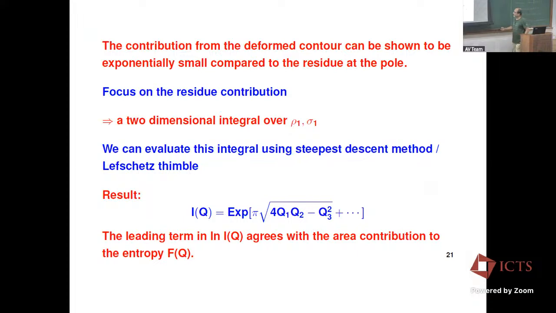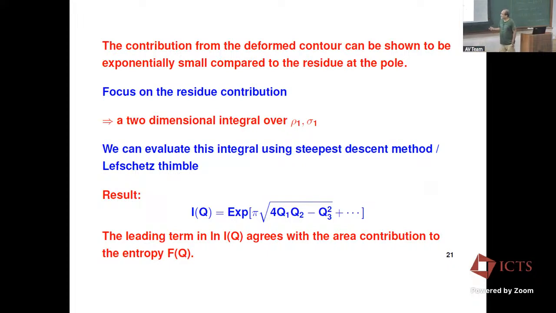Now one can estimate the contribution from the deformed contour, where the contour has gone below the location of the pole, and one can show that that contribution is exponentially small compared to the residue at the pole. So we focus on the residue contribution, because that gives the dominant behavior at large charges. This becomes a two-dimensional integral because you have three integrals, rho 1, sigma 1 and nu 1. The nu 1 integral you do by Cauchy's theorem. So now you are left with two integrals, rho 1 and sigma 1.